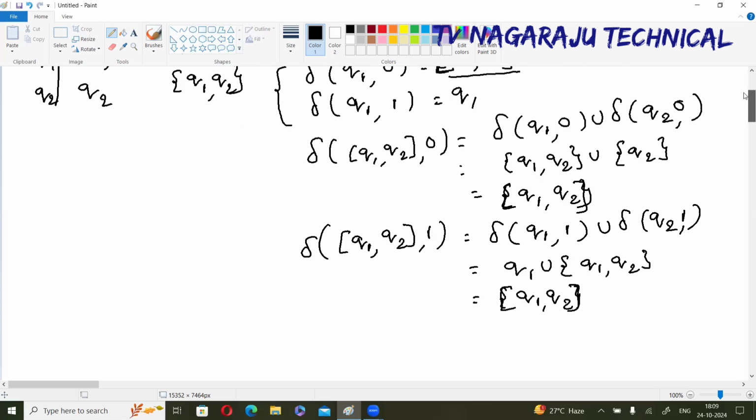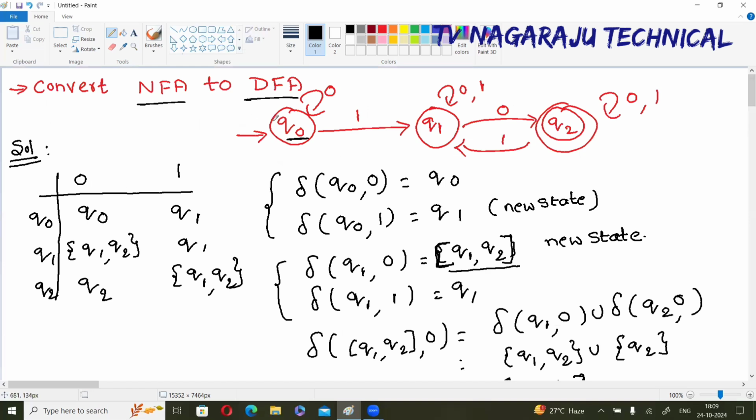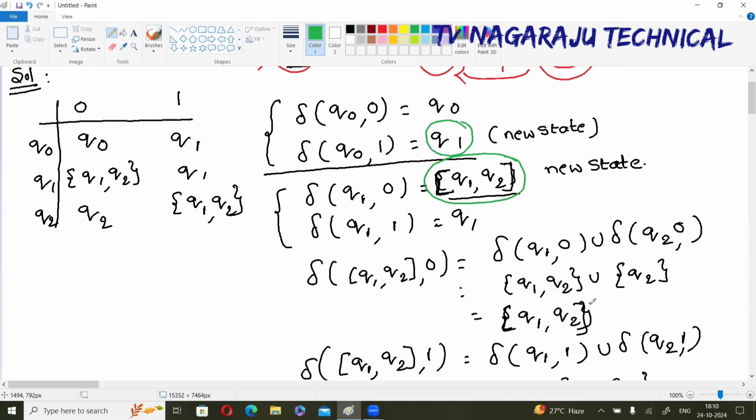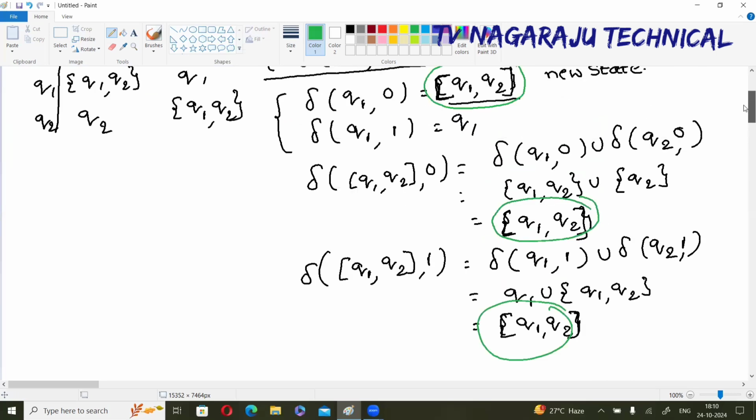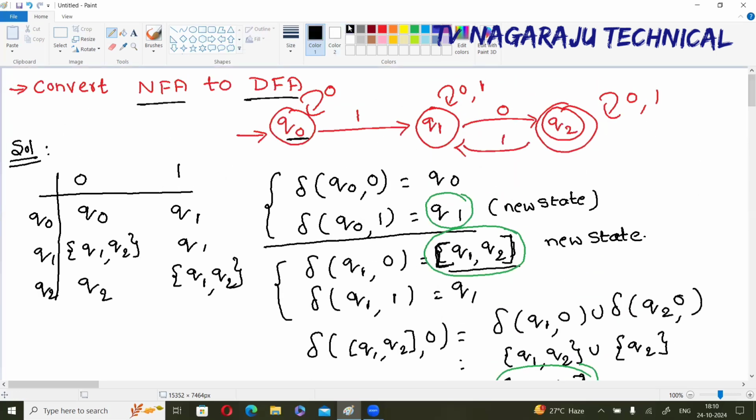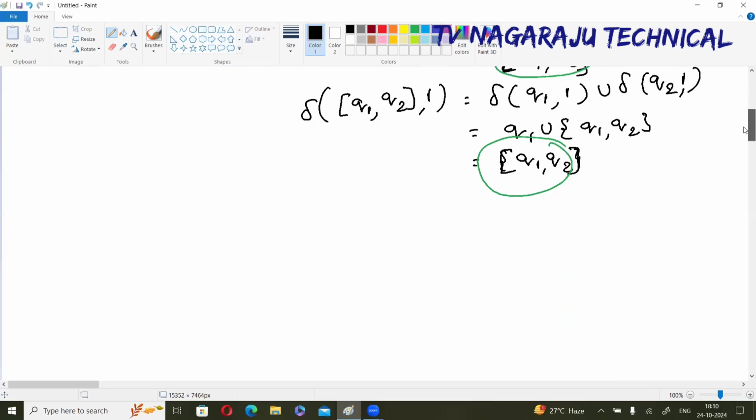Now, is any new state there? Observe. Again, I am repeating. Initially, I am taking the initial state from the NFA. Make a transition on all the input symbols. Whenever a new state is generated, make the transition with the new state. So, in this, we are getting a new state Q1. So, make a transition from Q1. Now, here you are getting Q1, Q2. Make a transition with Q1, Q2 on 0. Q1, Q2 only I am getting. And here also Q1, Q2. Now, there is no new state. If there is no new state, the conversion happened successfully.